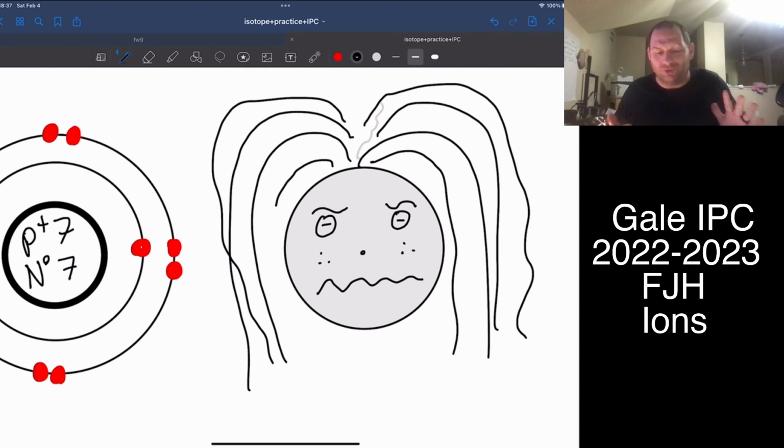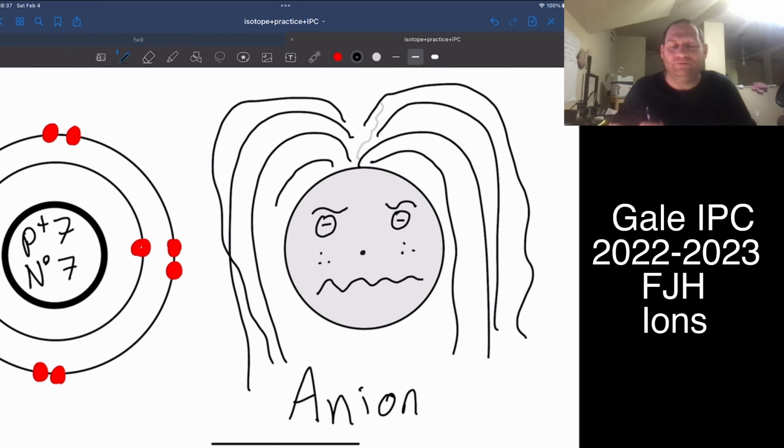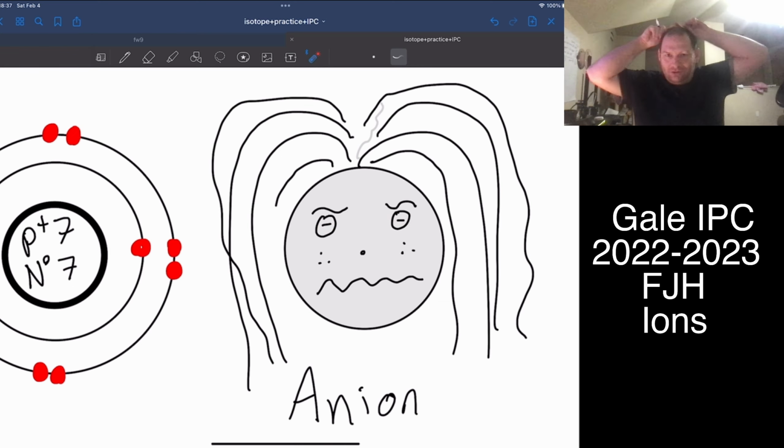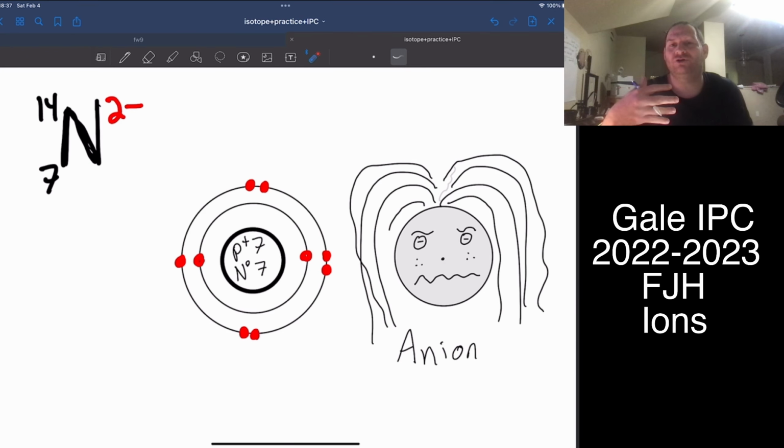If you've been looking at the poster on the wall, you recognize this is an anion. An anion is a negative charged atom. Why is it negative? Well, if that was your hair in the morning, all stringy and going this way, you'd be negative too. Like you woke up like, ah! That is an anion. He's very mad. They have more electrons, so they have more negative energy to them.